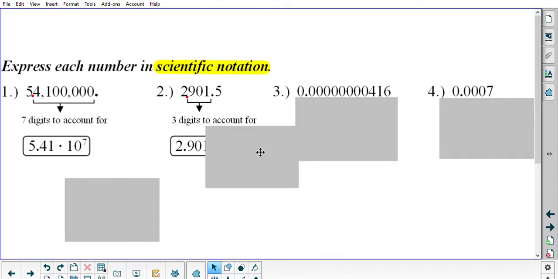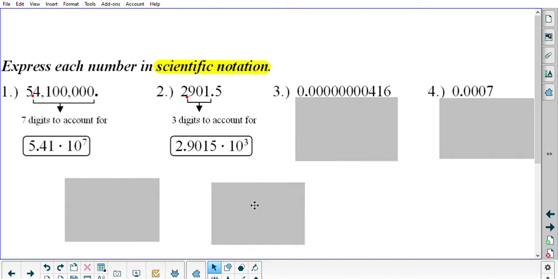So this is going to become 2.9015. Now, you are not allowed to make the 0 disappear when it's between two digits that are not zeros. So you cannot make the 0 here disappear like we did on problem number 1. And this is going to be times 10 to the, is it positive 3 or negative 3? Well, again, since the original number, 2,901.5, was definitely bigger than 10, this is going to be a positive exponent. Let's take a look at number 3.